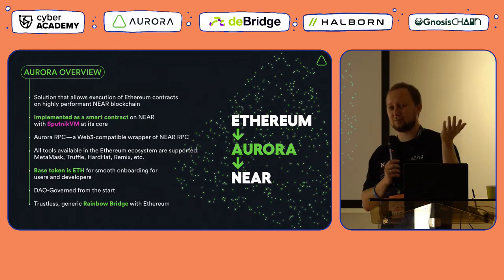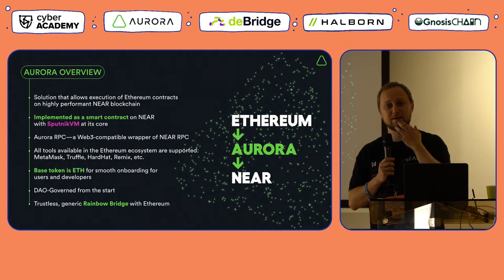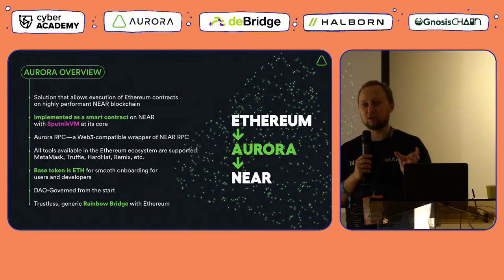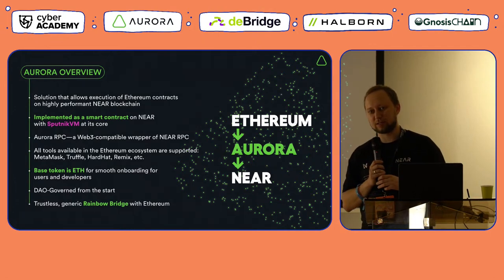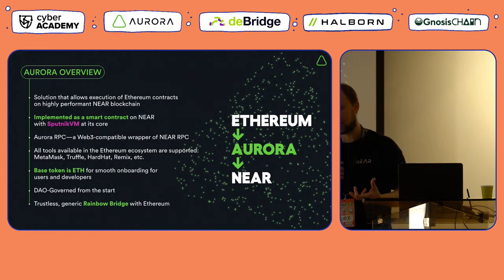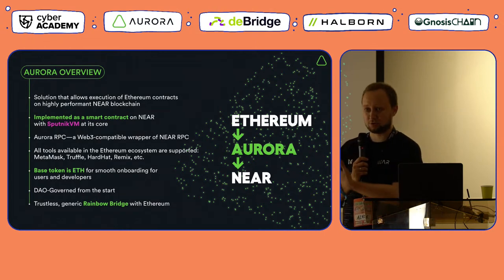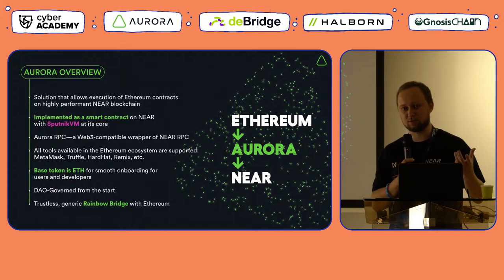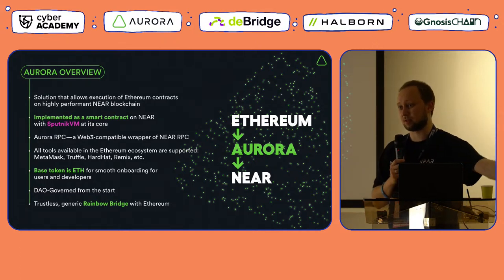And Near native runtime is different. Near native runtime is its own Near virtual machine. So it is not EVM compatible, which means that people that already developed their solutions for Ethereum are not capable of launching their applications there. So that's the problem. So we have developed Aurora. It is a smart contract on top of Near, but from the standpoint of an ordinary user, it is viewed as a separate chain, a separate L2 that is working on top of Ethereum.